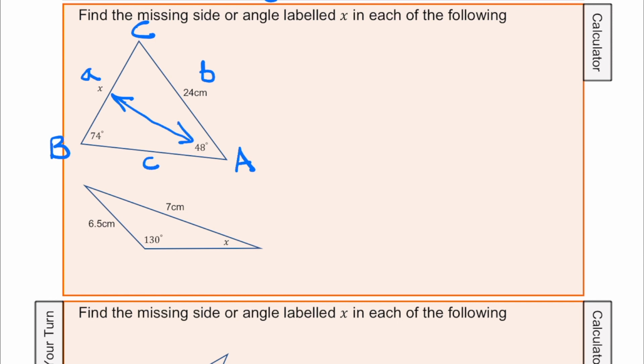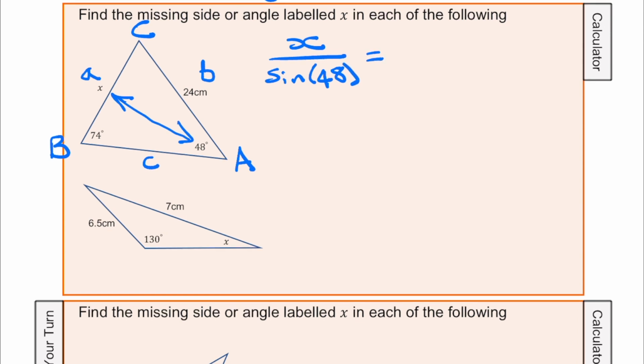So we are being asked to find a missing side, so I need to use that first form of the sine rule, which is this top left one that we've got here. And all that we're going to do is fill in what we know and leave out what we don't know. So the lowercase a, we're going to call that x. Then it's over sine A. And we know that angle is 48. And then it's equal to lowercase b, which we know is 24, over sine of the angle capital B, which we know is 74.